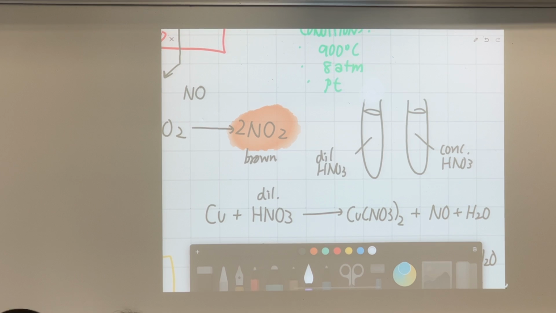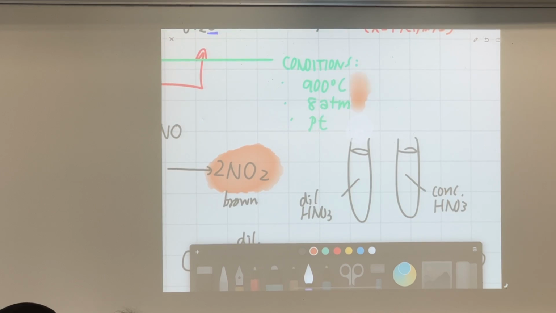But this colorless gas will eventually turn brown because there's oxygen in the air. And the oxygen can turn the NO into NO2. So this is by the O2 in air. But the thing is, you don't immediately get a brown gas with this reaction.